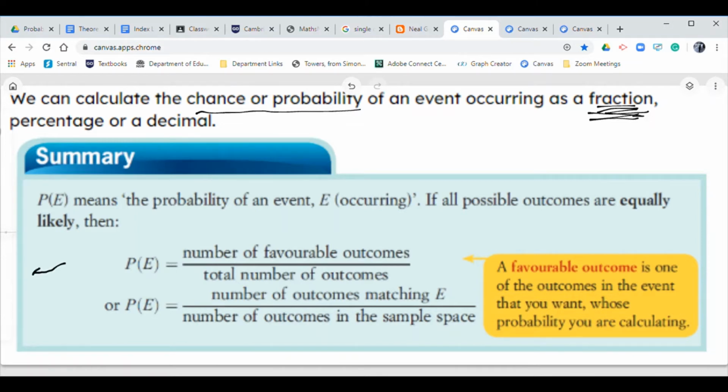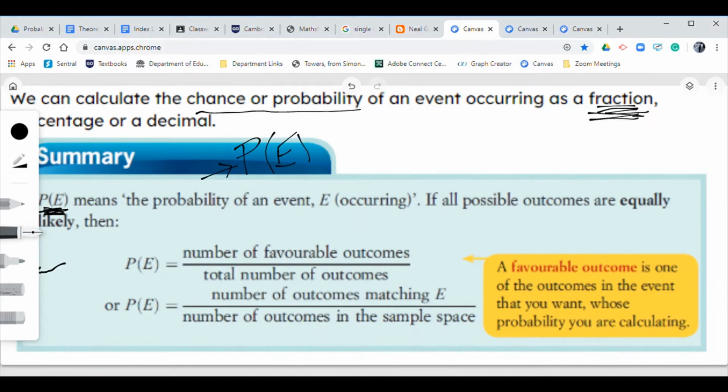So when we talk about probability, we have a concept called P(E), and what P(E) means is the probability of an event. The P is probability, and the E is the event, what is inside the brackets, and what's the probability of that event happening. So P(E) can be thought of as the number of favorable outcomes, the outcomes that match what we're looking for, over the total number of outcomes.